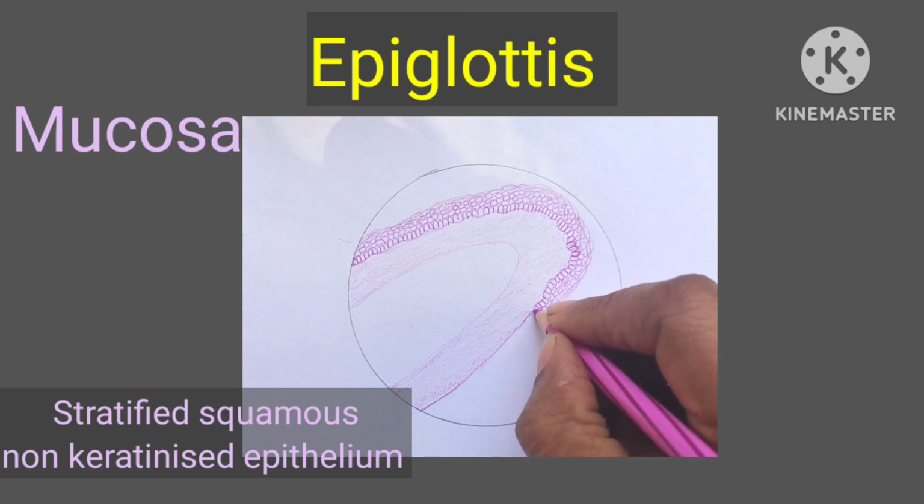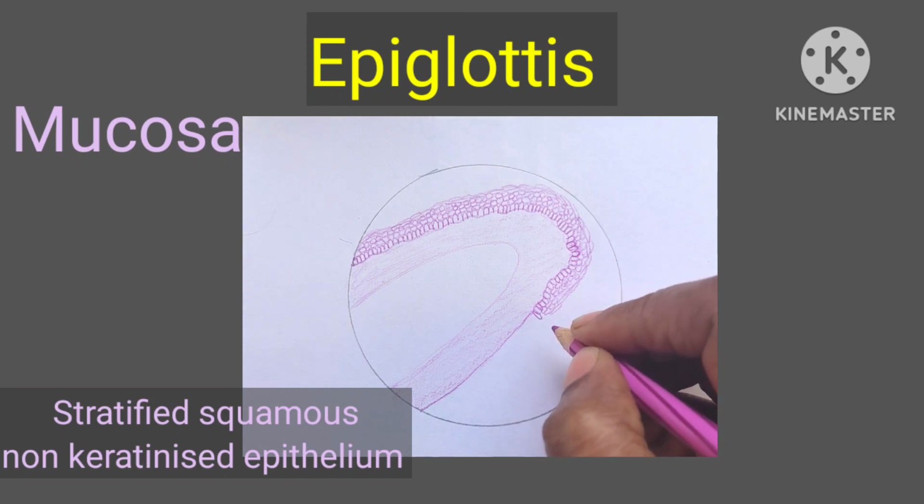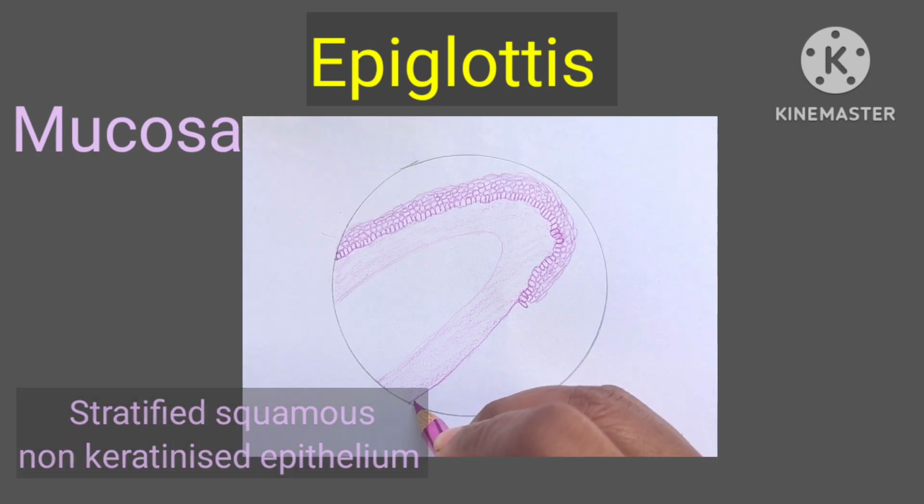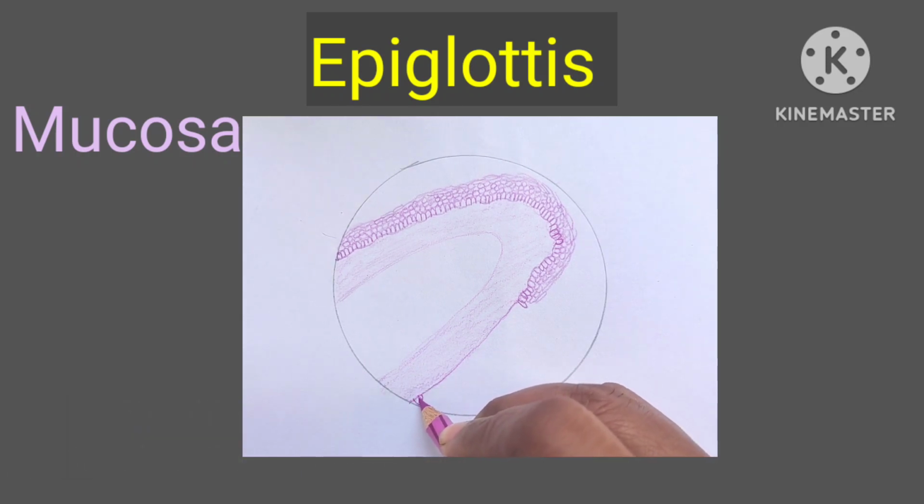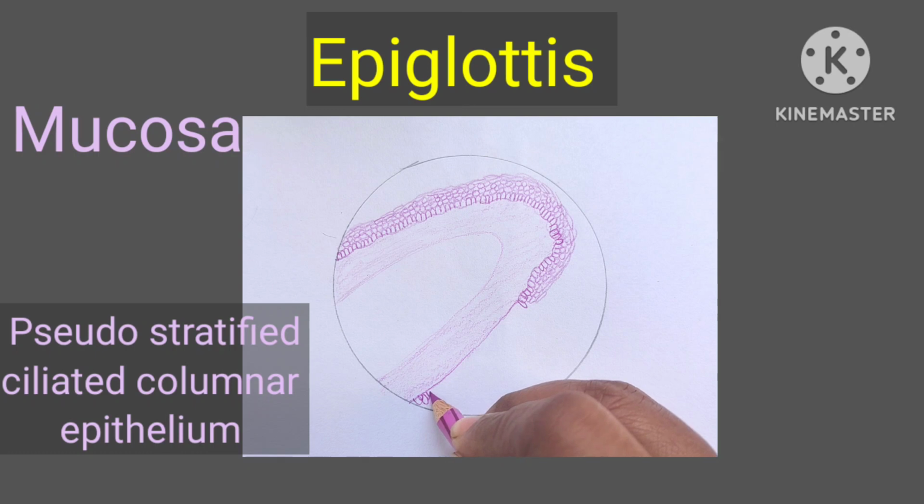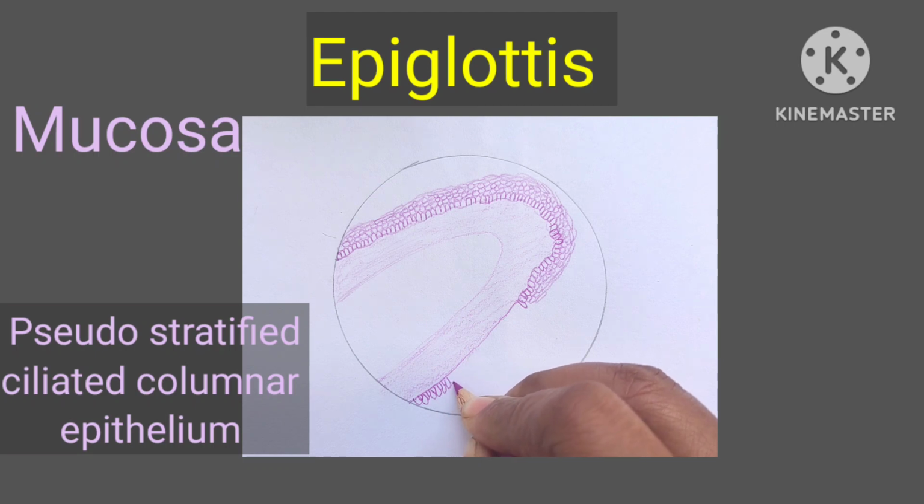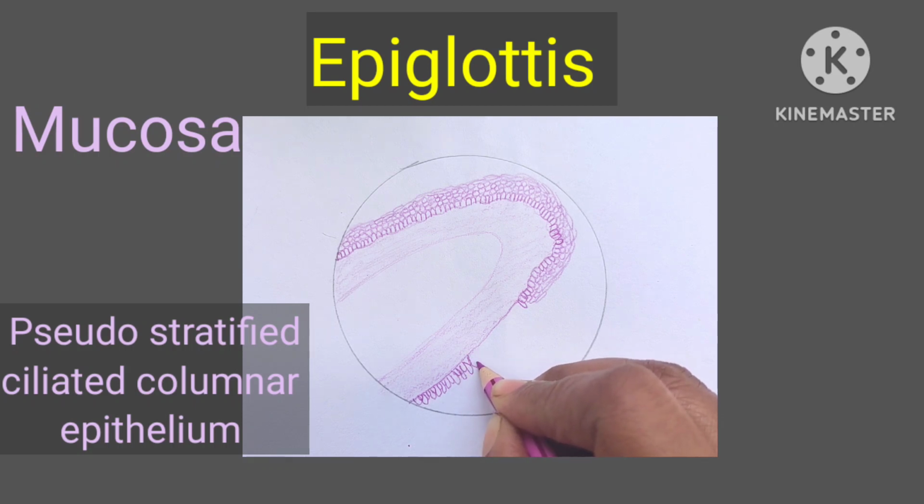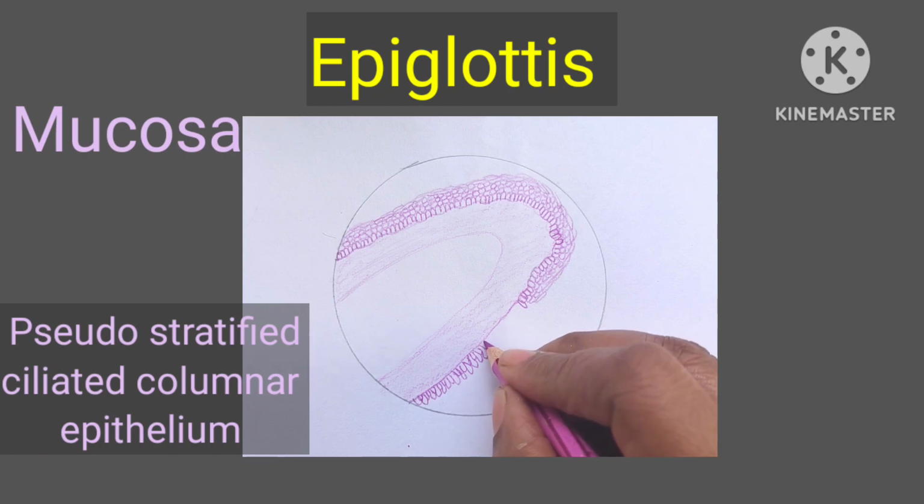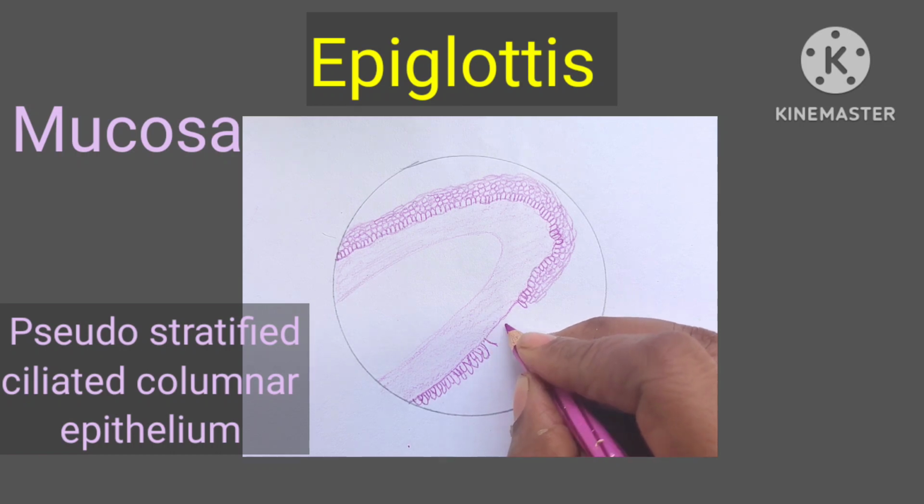On the other side, the posterior surface, after some distance, we write the respiratory epithelium, which faces towards the inlet of the larynx. The upper part is stratified squamous, then it becomes pseudostratified ciliated columnar epithelium with goblet cells, similar to the one present in the trachea, the other part of the larynx, and bronchi. The cells have different heights.